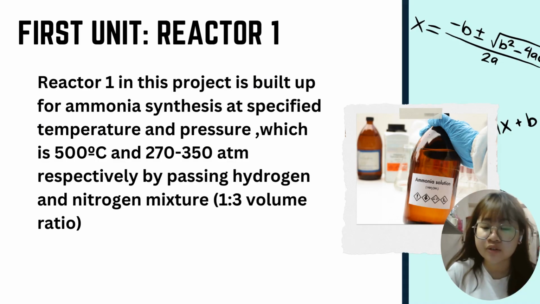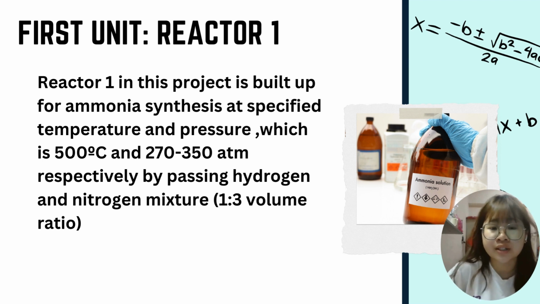The first unit, which is reactor 1, was selected in our application of ordinary differential equation. This reactor is built for ammonia synthesis at a specified temperature and pressure, which is 500 degrees Celsius and 270 to 350 atmospheric pressure respectively, by passing a hydrogen and nitrogen mixture in a 1:3 volume ratio.